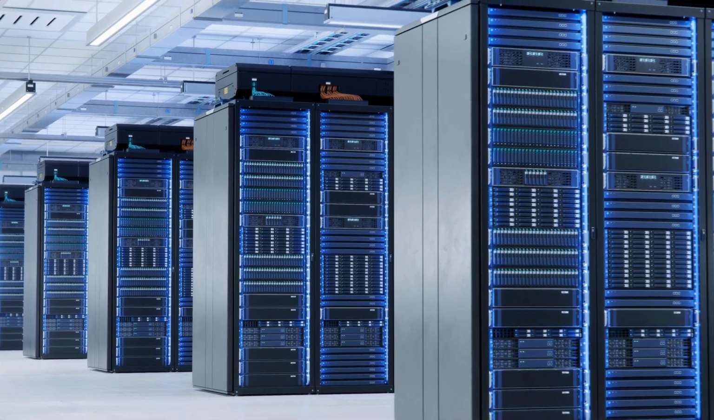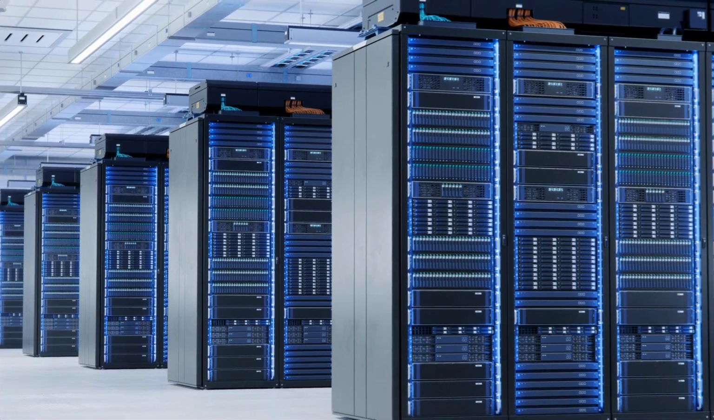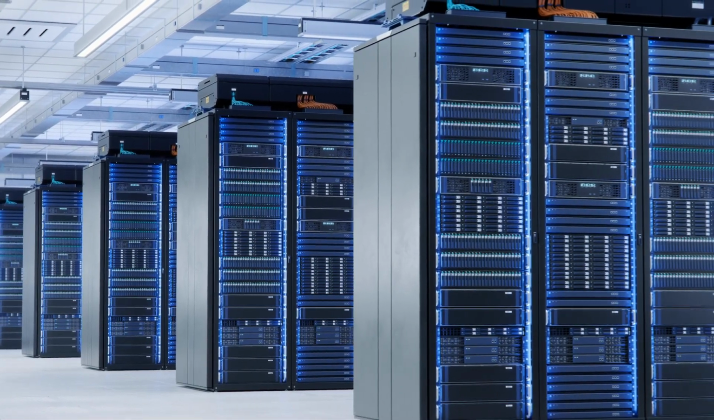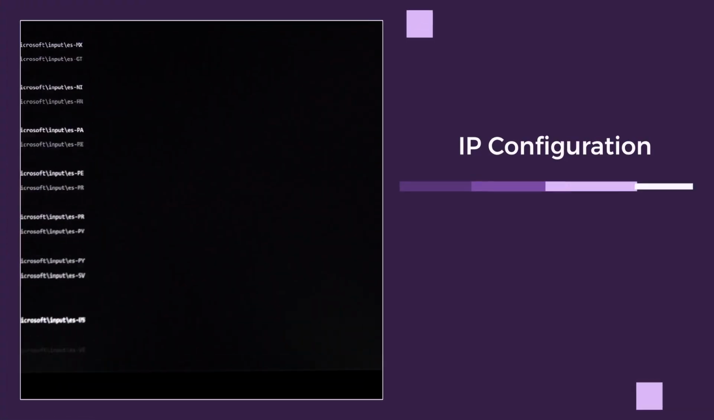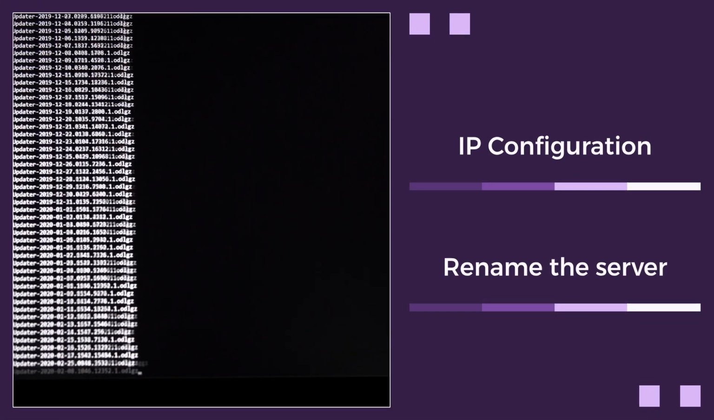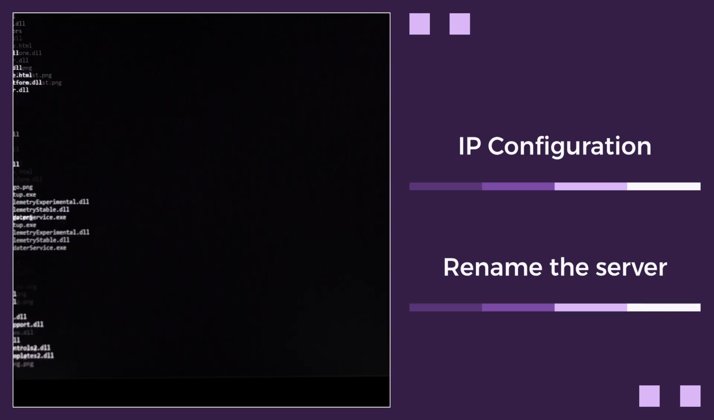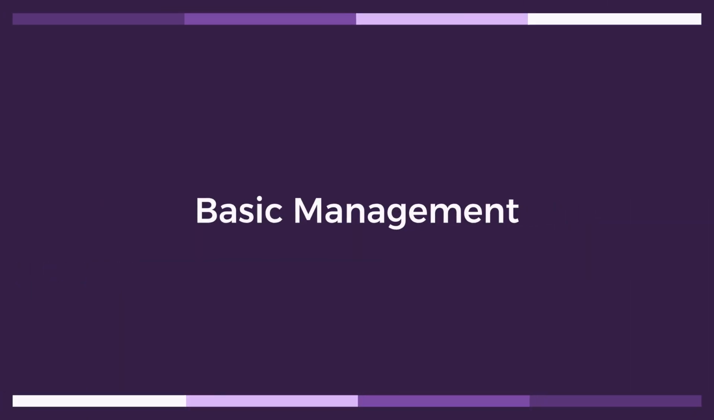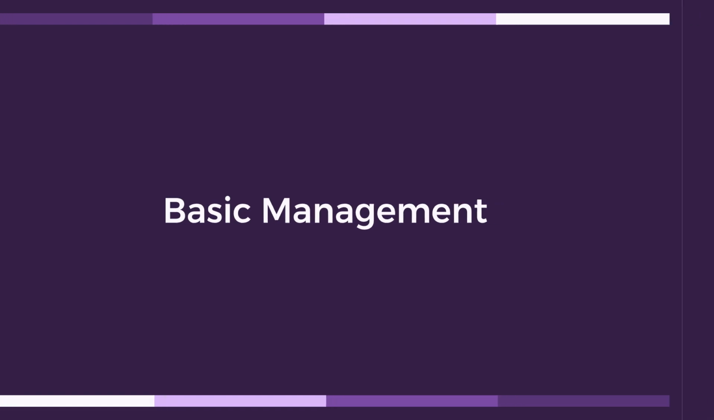Once the installation is complete, there are crucial initial configuration steps to make your server functional. Immediate post-installation tasks include checking network connectivity, installing necessary updates, and configuring basic security settings. A critical step is setting a static IP address for reliable network communication and renaming the server for easy identification on the network.